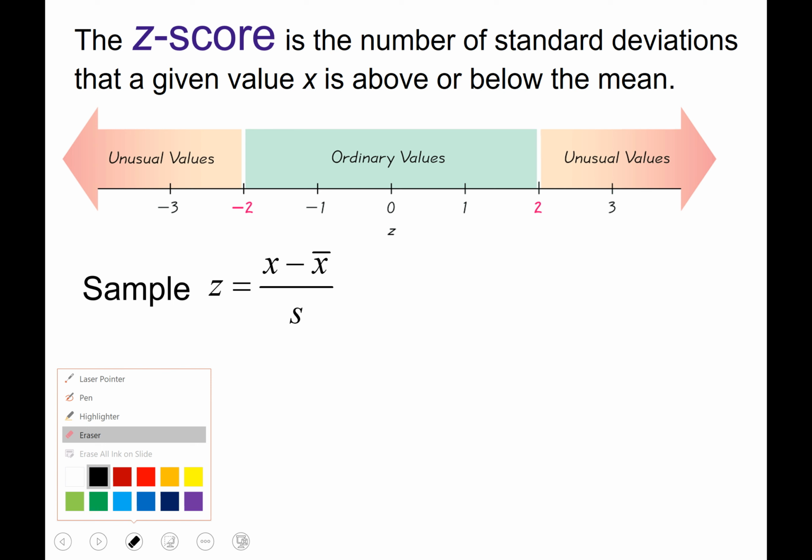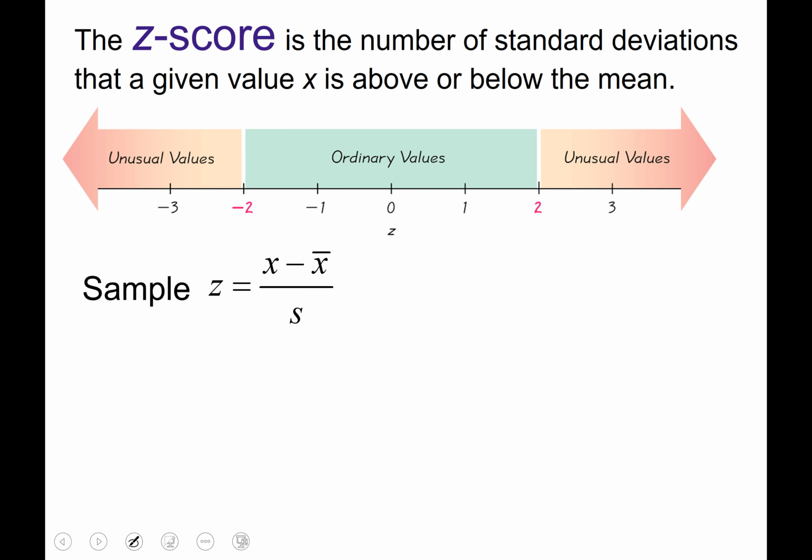Okay, to calculate a z-score from a sample, you'll take whatever data value you're inquiring about. If you're like, okay, I want to know the z-score of that data value right there, you take that data value, you subtract the mean from it, and then you divide it by the standard deviation. Hit enter, and it'll give you the z-score.